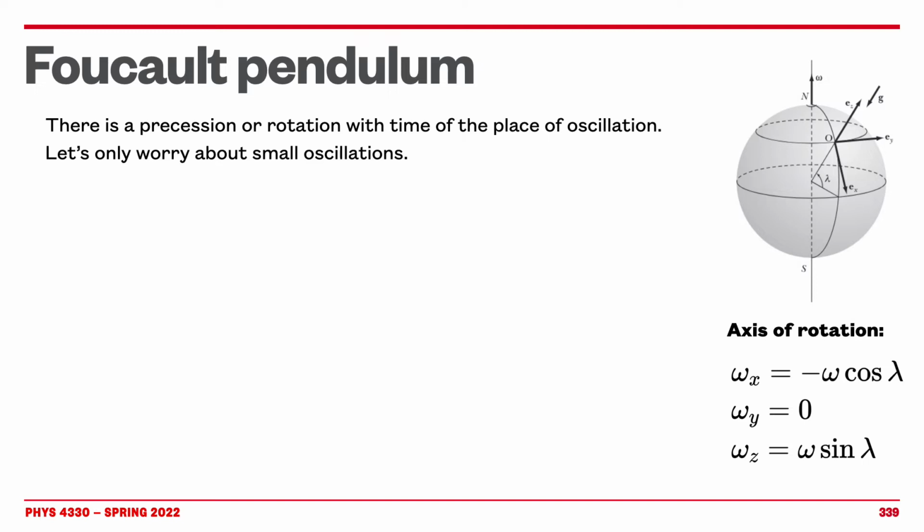Actually, lambda is a well-known number. It's the latitude. That's what we use to find the point on Earth, how far away from the equator we are. So we use the latitude lambda.